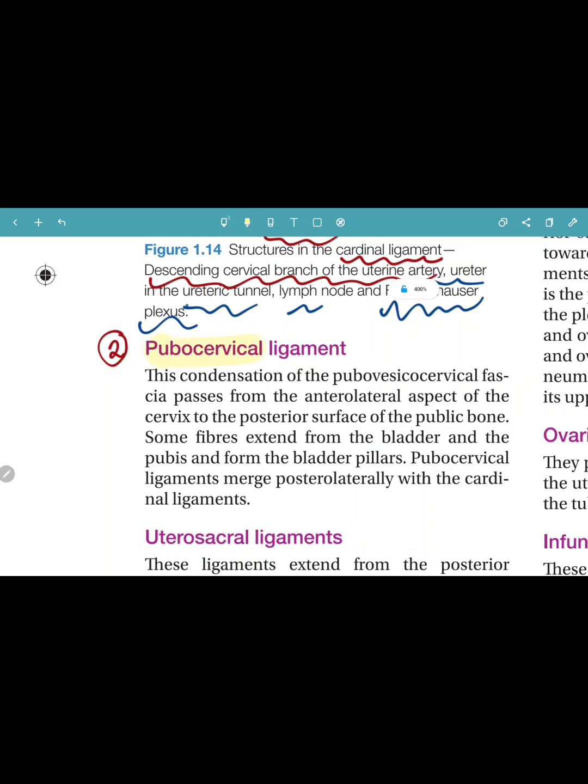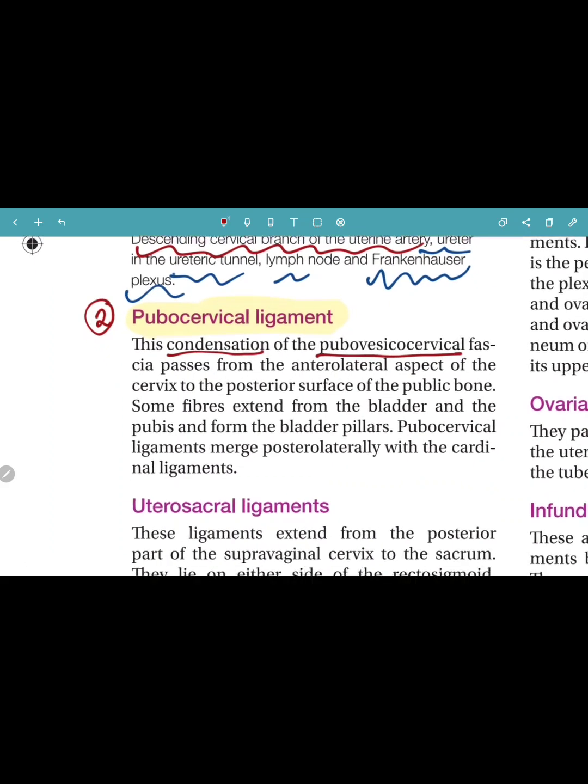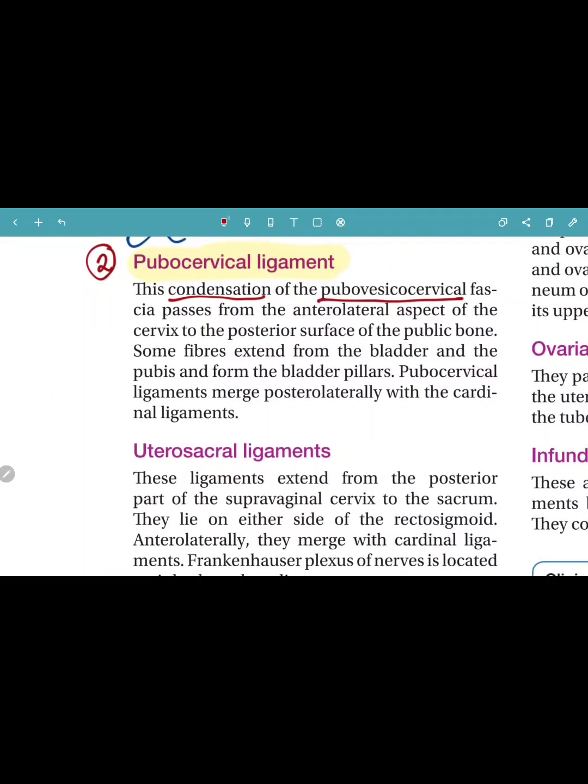pubocervical ligament. The pubocervical ligament is a condensation of the pubovesicocervical fascia. It passes from the anterolateral aspect of the cervix to the posterior surface of the pubic bone. Some fibers extend from the bladder and the pubis and form the bladder pillars. Pubocervical ligaments merge posterolaterally with the cardinal ligaments.